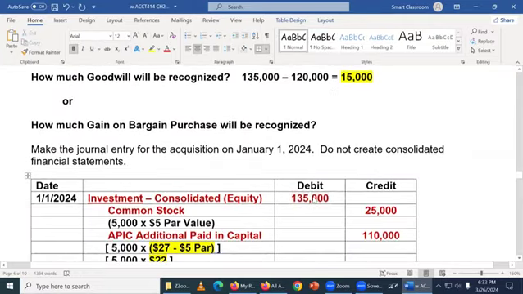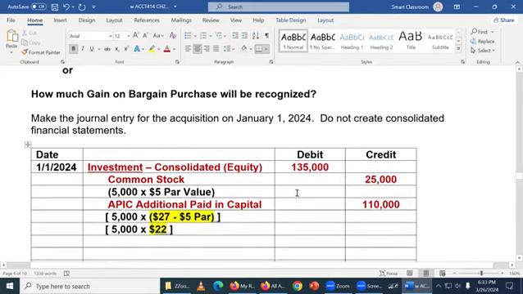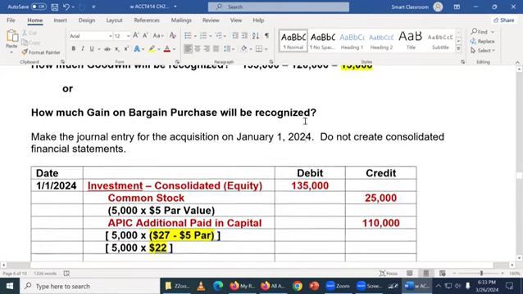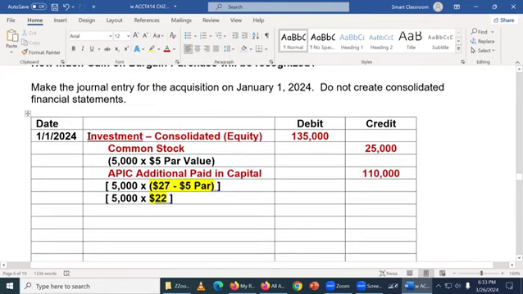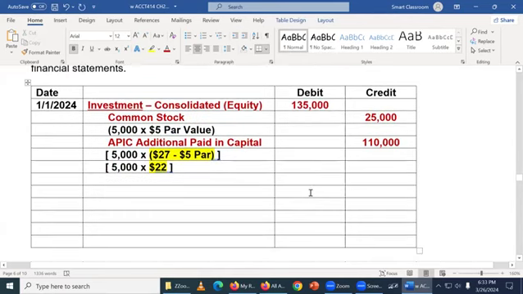It includes that 15,000. And what we're going to find is when we do our consolidation, that goodwill will come out of it. We will put it on the books eventually. But initially, when we first buy it, it just goes on as an investment. If we add common stock and additional paid-in capital, it will be our investment, which is 135,000. Yep.